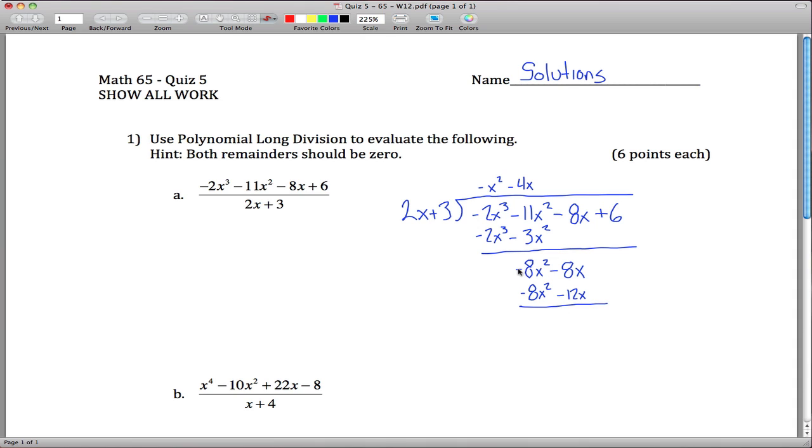And if I subtract these, negative 8x squared minus negative 8x squared is 0. Negative 8x minus negative 12x is negative 8x plus 12x, which is positive 4x. Then I bring down the plus 6. And so one more step: what goes here so that when I multiply it against this, I get this? Turns out that's positive 2, because 2 times 2x is 4x and 2 times 3 is 6. Now if I subtract, I get 0. It told me the remainder should be 0, so that's a good sign.